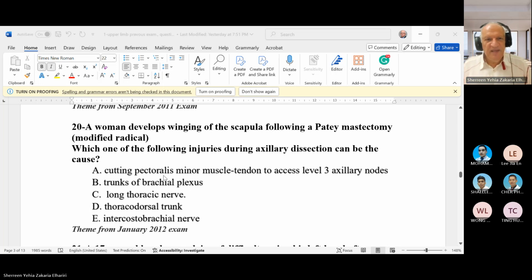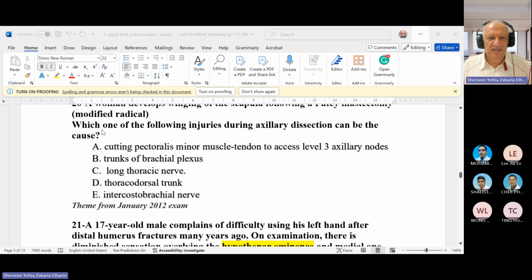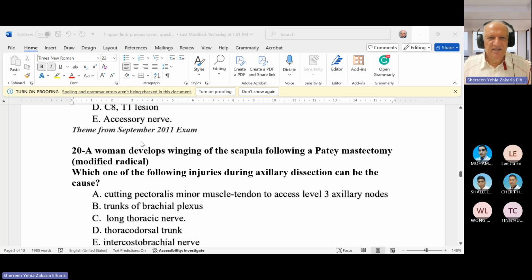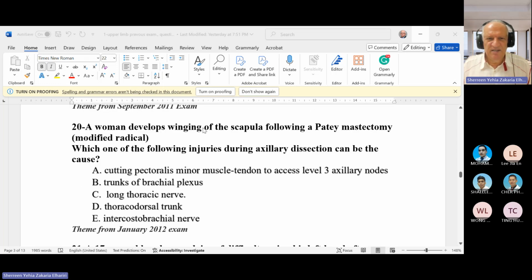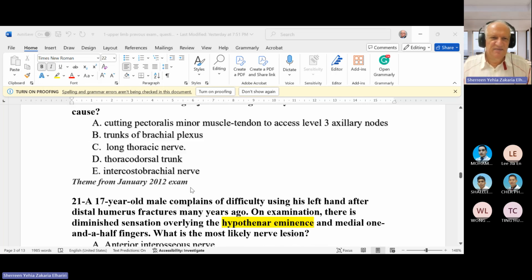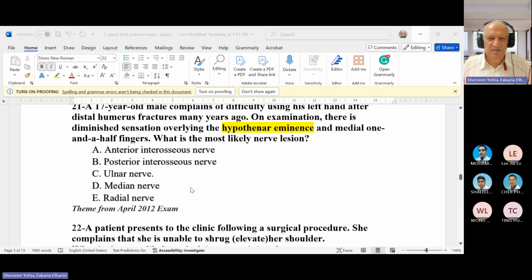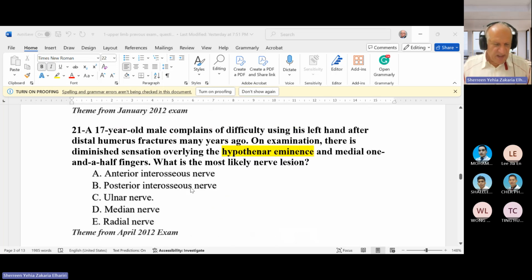Okay. A woman developed winging of the scapula, again following Patey mastectomy. Patey mastectomy is a modified radical mastectomy in which you just cut the pectoralis minor insertion. Which one of the following injuries during axillary dissection can cause this? So again, it is winging of the scapula. It means paralysis of serratus anterior muscle. It means that the long thoracic nerve is injured. So you can find the same question coming in different ways.